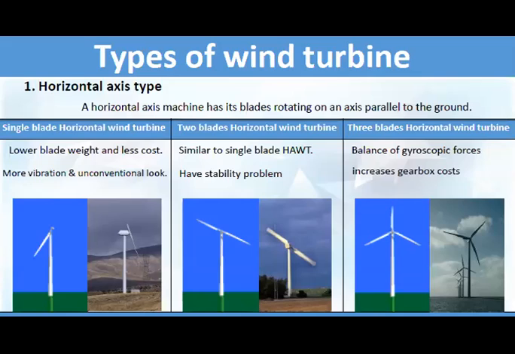Coming to the two blade horizontal wind turbine, it is similar to the single blade horizontal wind turbine, and it has a stability problem. Coming to the balanced three blade horizontal wind turbine, there is a balance of gyroscopic forces, increasing the gearbox cost. Even though the gearbox cost increases, there is an efficient result. So always we go with three blade horizontal wind turbines only.